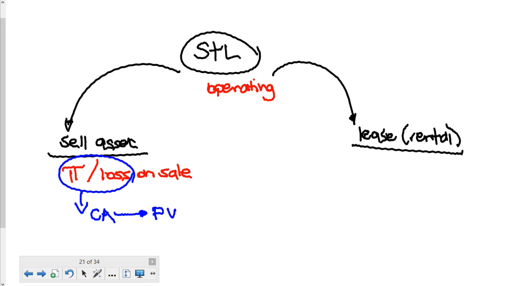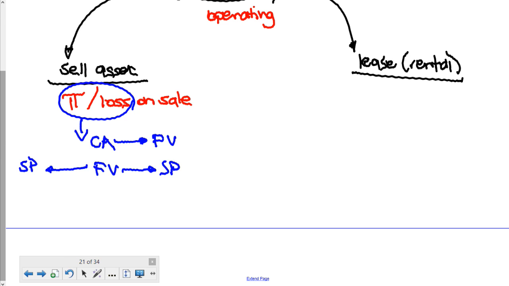If you have sold the asset at above or below fair value, the amount from selling price to fair value, if it goes like that or like this, do you agree? Because I could have sold above or below fair value. So if my selling price is below fair value, then there's a piece of loss over here, which I'm going to defer. And if I sell above fair value, there's a piece of profit here, which I'm going to defer.